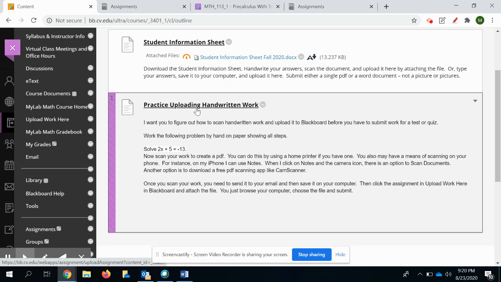Right? And then I wanted you to practice that uploading of handwritten work. So that's what I called it. So just a simple question I want you to try. And then I want you to primarily learn how to scan it to create a PDF document and get that uploaded. So when it matters, when we're doing quizzes and tests, you don't have this technology issue to figure out.